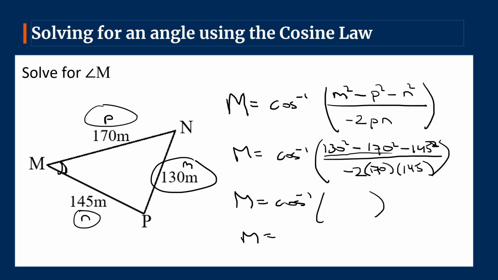Okay, 130 squared minus 170 squared minus 145 squared. I get a very different number. I get negative 33025, and then the denominator, negative 2 times 170 times 145 equals negative 49300, and then I type all that in all at once in my calculator.